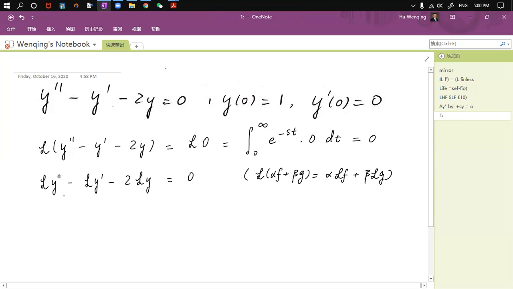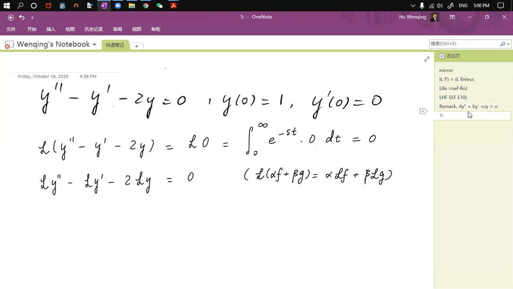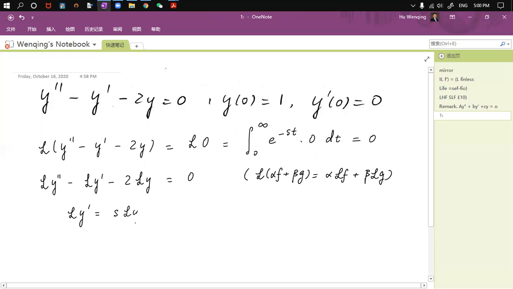Now, because you have the transformations of the derivatives, you can start to use the formula that we have just obtained. Replacing f by y, what is the Laplace transform of y prime? It is equal to s times the Laplace transform of y minus y of 0. And what about the Laplace transform of the second derivative? It is s squared times the Laplace transform of y minus s times y of 0 minus y prime of 0. Is that good for everybody?